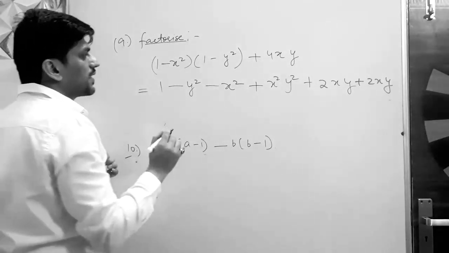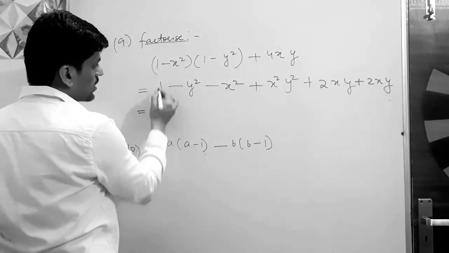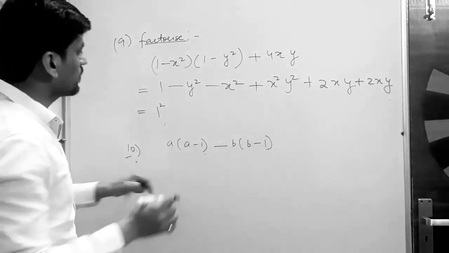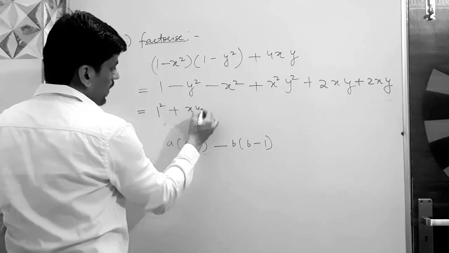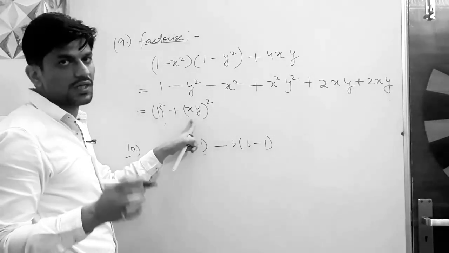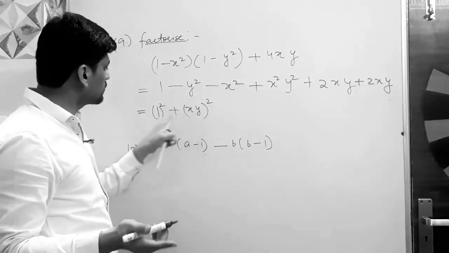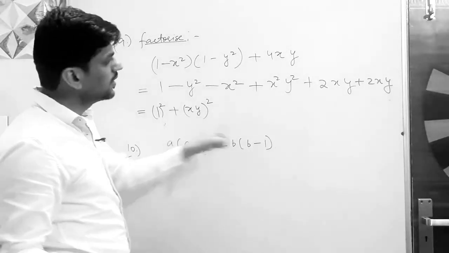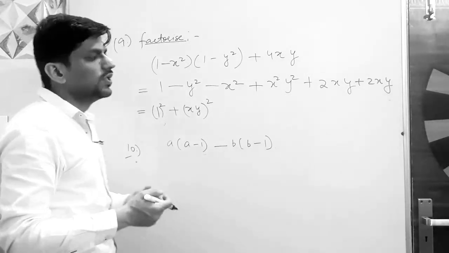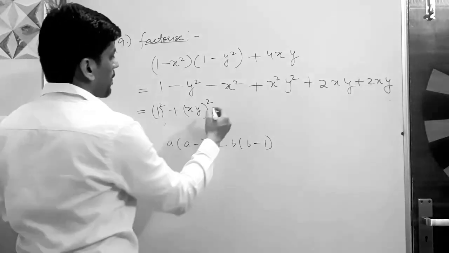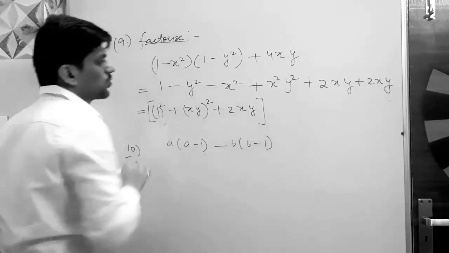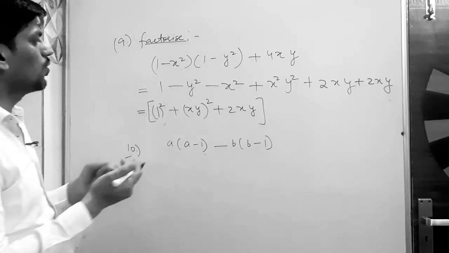Now I can see two identities here. See, there is 1, you can write 1 as 1 square. Now there is x square y square, you can write it like (xy) whole square. So if this is a square, this is b square, now we need 2ab. 2ab becomes 2 into 1 into xy, that is 2xy and 2xy. That's why we split it here. Okay, so this is the logic you have to keep in your mind. So you have to think like this. So a square plus b square plus 2ab, this will become an identity.